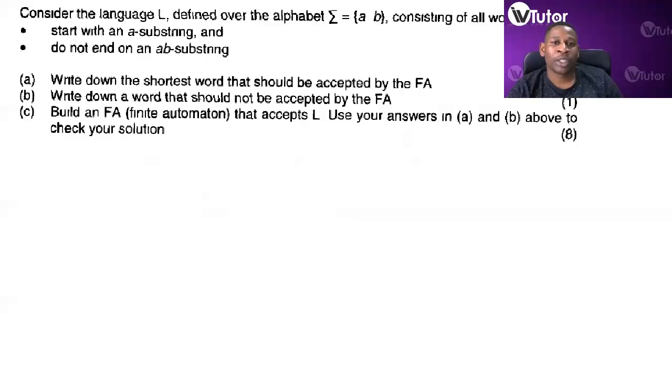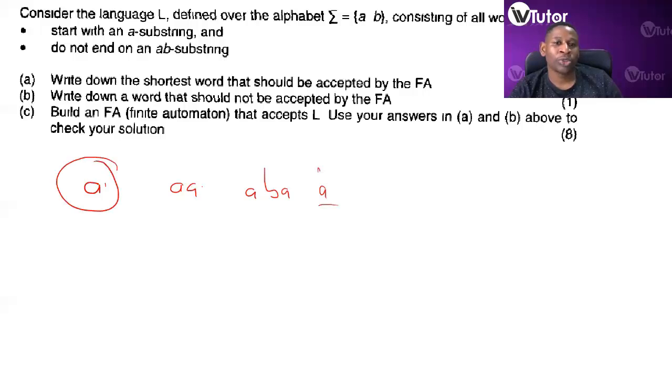Consider the language L over the alphabet {A, B} consisting of all words that start with an A substring and do not end with an AB substring. So the shortest word starts with an A and does not end with the AB substring. So A is accepted, it is the shortest word, right? Then we're going to have AA, and then we can have ABA. So those are the words that are typically accepted, but the shortest word is A.